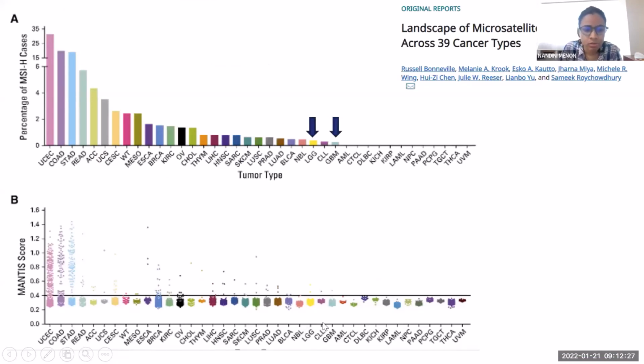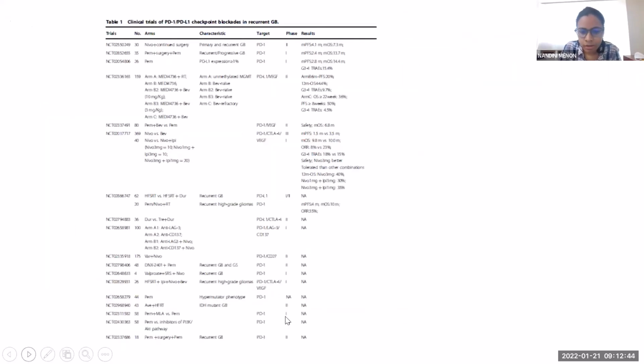There is some evidence to suggest the use of pembrolizumab in glioblastomas who have microsatellite instability. But again, there is a limitation, is that the number of patients with gliomas who actually have MSI high are very low. So very few patients are eligible for the use of pembrolizumab in this setting.